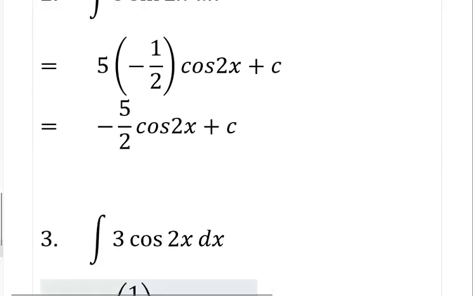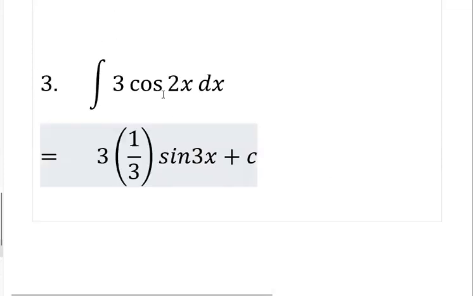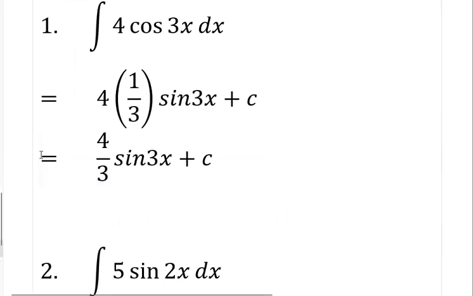So let's see what we can do for question number 3. Cos 2x dx, it will be what? 1 over 2 sine 2x plus c. So having done that, let's get a template from here. This template will be useful for our question number 3.